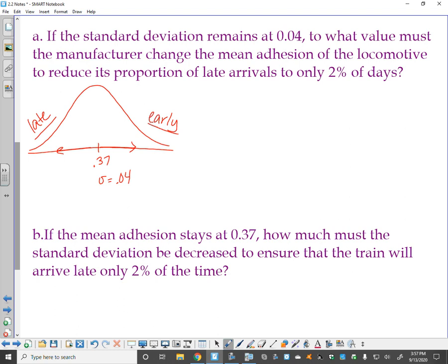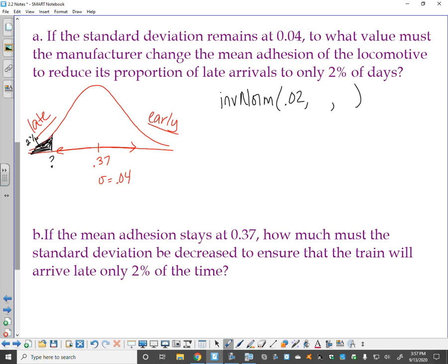Okay, well, it's talking about late arrivals. And you know that late arrivals are going to be down here. So I want what number this needs to be so that that is 2%. So I want to inverse norm 0.02, and then I want my mean and my standard deviation.